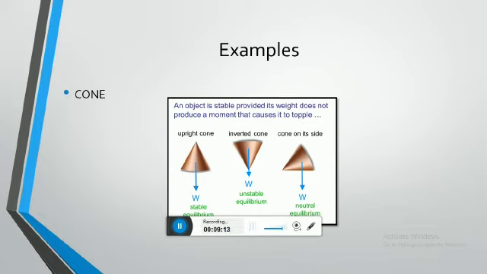Now in neutral equilibrium, the cone rotates around its own axis, and its height will neither increase nor decrease. So in this case the level of the center of gravity will not change. This is one example of neutral equilibrium.